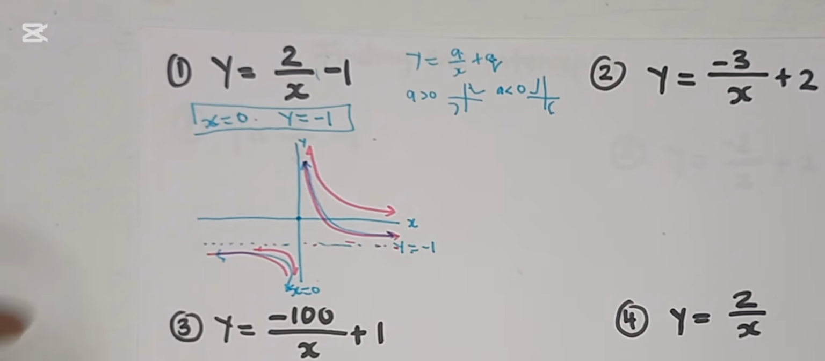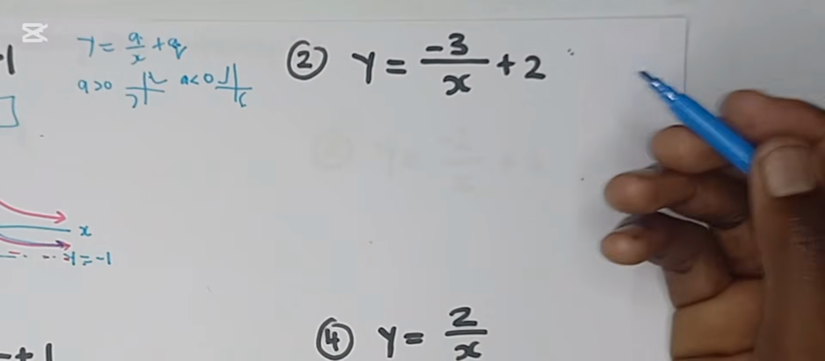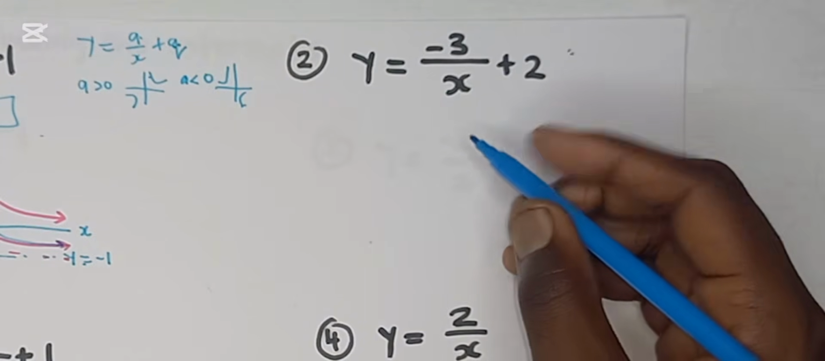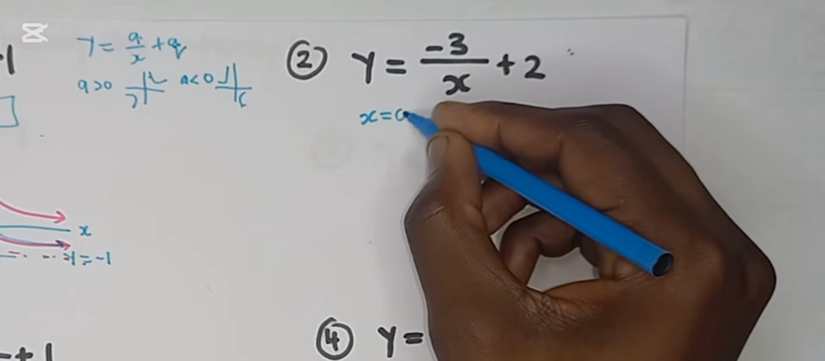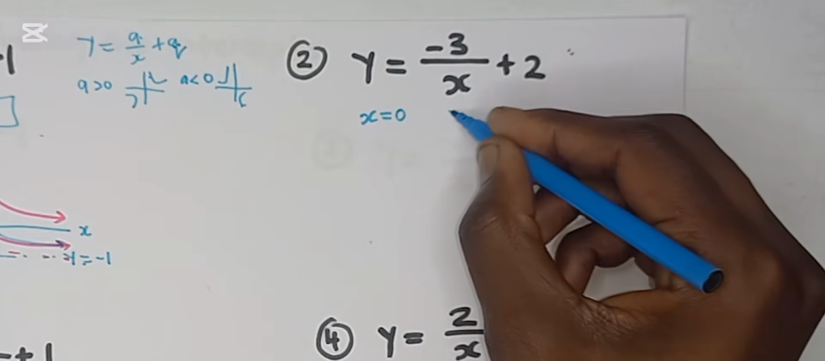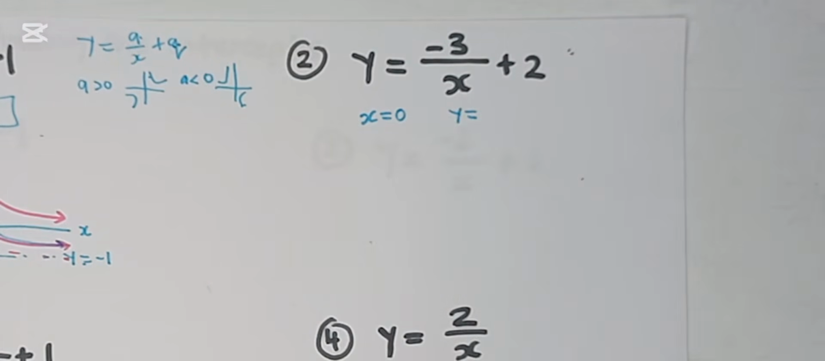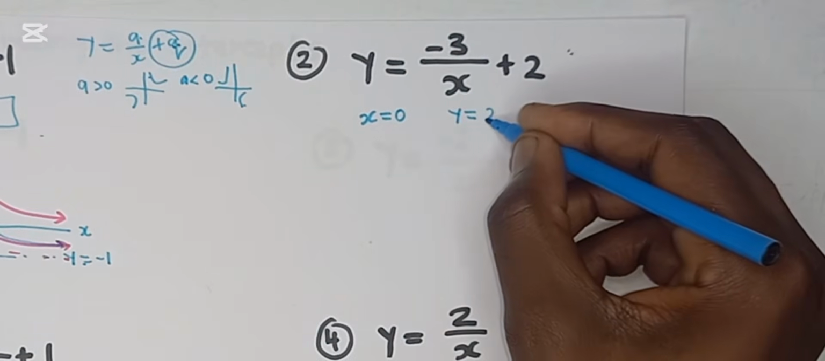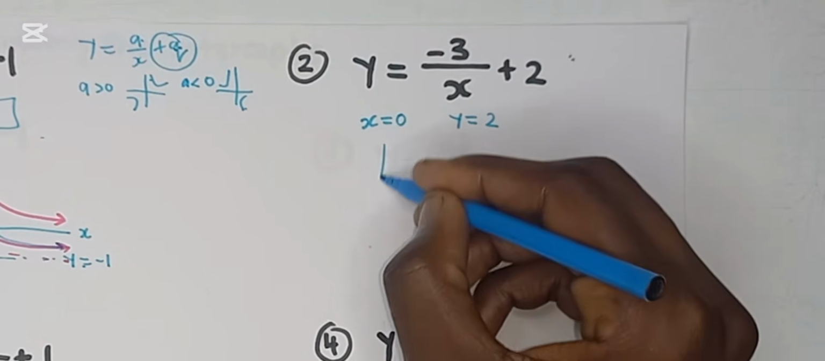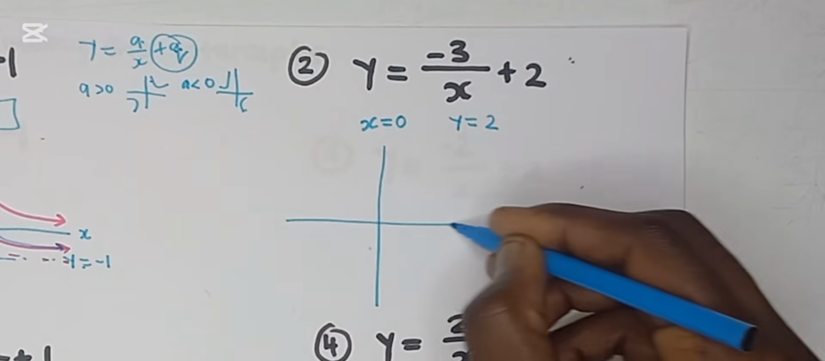So let's practice on the next one. For this one, first I'm going to determine the equation of the asymptotes. The horizontal one is always going to be 0. The vertical asymptote is equal to the value of q. The value of q is the number that is here, which is 2. So I'm going to draw our graph. Our graph is going to be something like this.